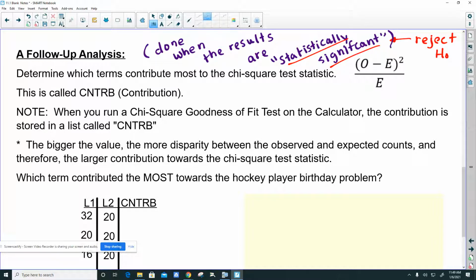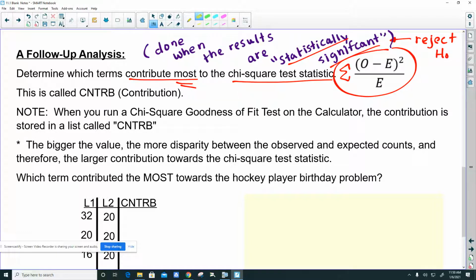What this is wanting us to do is it wants us to try to determine which of the observed terms was contributing the most to the chi-square test statistic value. Okay, we know that when we get the chi-square test statistic value, we're taking the observed count minus the expected count, we square that, divide it by the expected, and then we keep adding those together, and the sum of all of that is what your chi-square test statistic is.